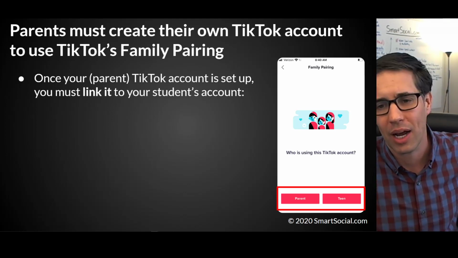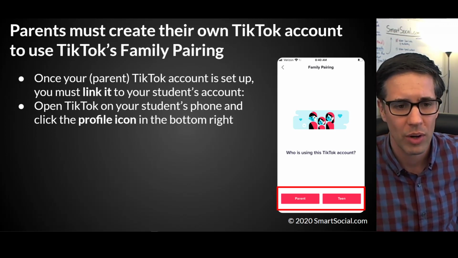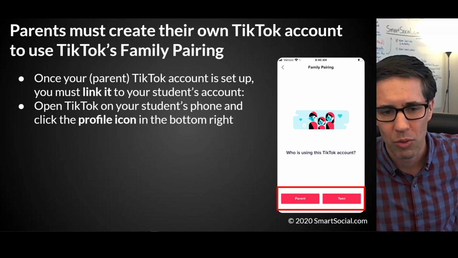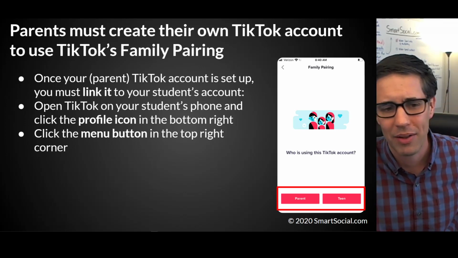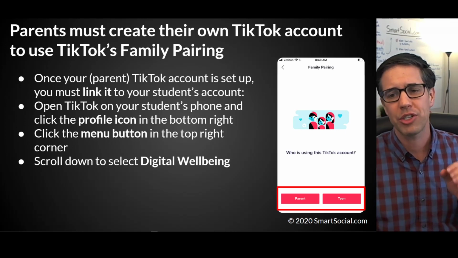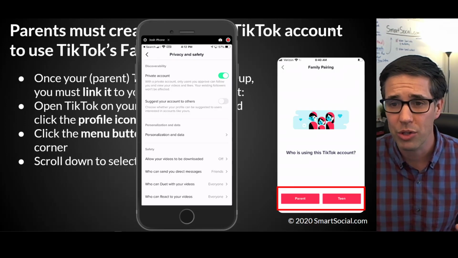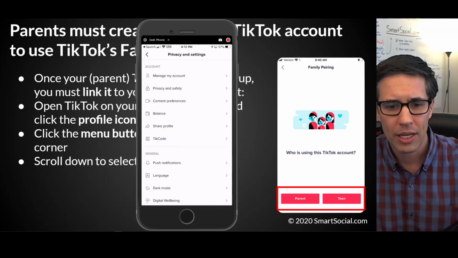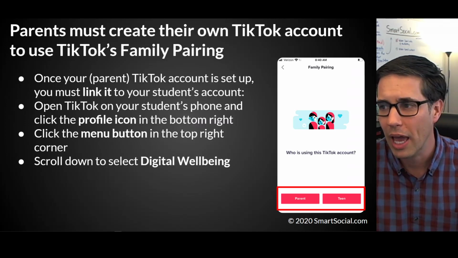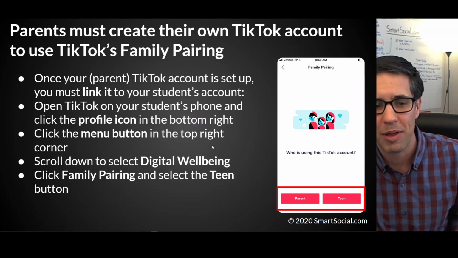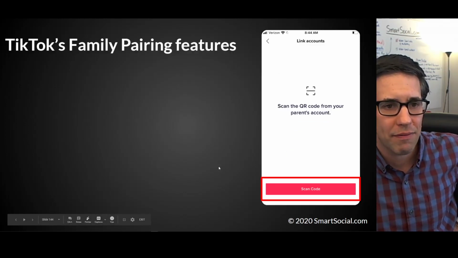Once your parent TikTok account is set up, you must link it to your student's account. Open TikTok on your student's phone and click the profile icon in the bottom right. There's a lot of steps here. We walk you through in the VIP area. Click the menu button in the top right corner, scroll down to digital well-being. Digital well-being was on this page that I just showed you, and it's over here, and it's basically down here. You see that little digital well-being. You go through the digital well-being area to set this up. You click family pairing and select the teen button on your kid's phone because that's the teen phone.